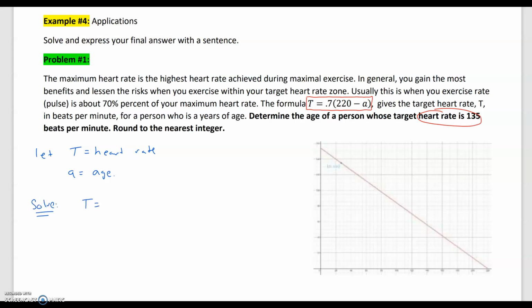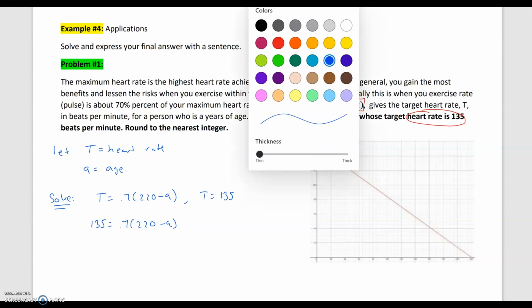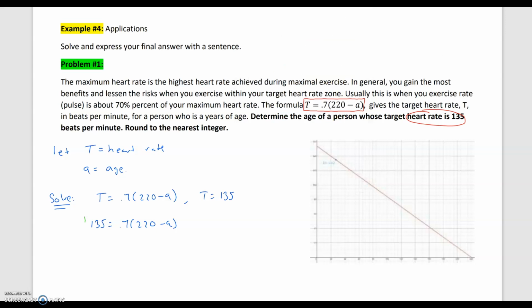the actual formula. T is equal to 0.7 times 220 minus the values of a. But they want us to set the values of t equal to 135. So they want to see whose subject is going to have a heart rate of 135, or in this case, 135 is equal to 0.7 times 220 minus the values of a. So let me just box in the main equation that we're solving, and some of these could end up being really messy.